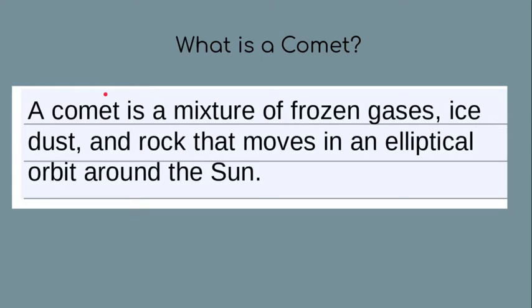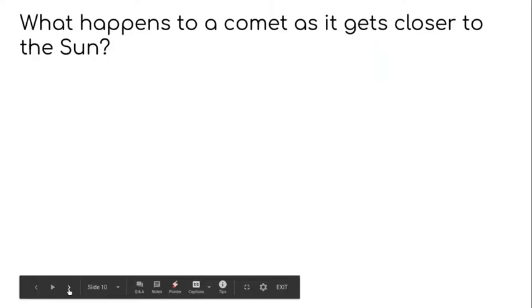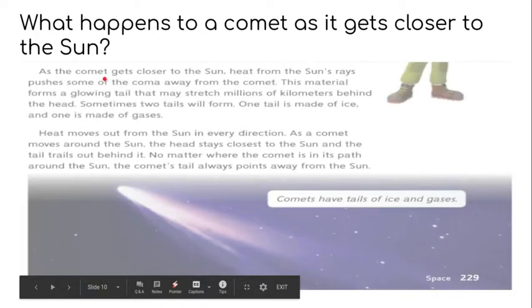Good. A comet is a mixture of frozen gases, ice, dust, and rock that moves in an elliptical orbit around the sun. And so what happens to a comet as it gets closer to the sun? Let's read more to find out.